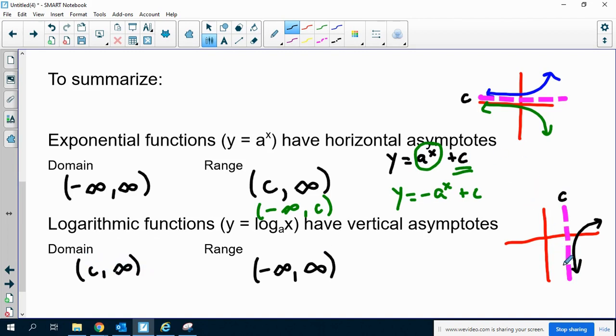Or if I have some sort of vertical flip, it would be negative infinity to c. So the domain has restrictions, but the range doesn't in a logarithmic function.